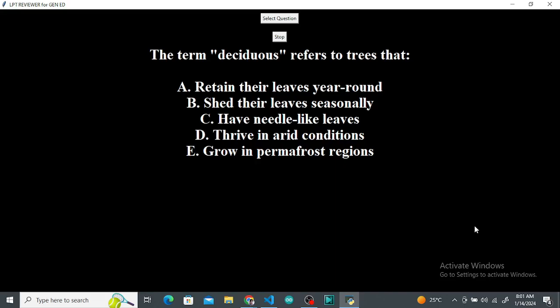The term deciduous refers to trees that A. retain their leaves year-round. B. shed their leaves seasonally. C. have needle-like leaves. D. thrive in arid conditions. E. grow in permafrost regions. The correct answer is shed their leaves seasonally.